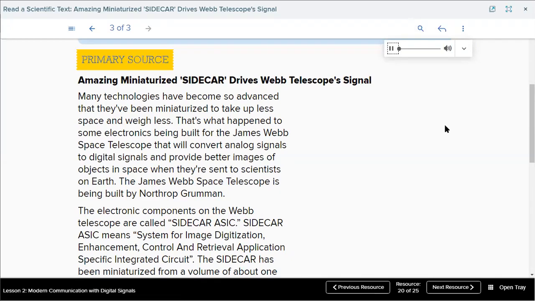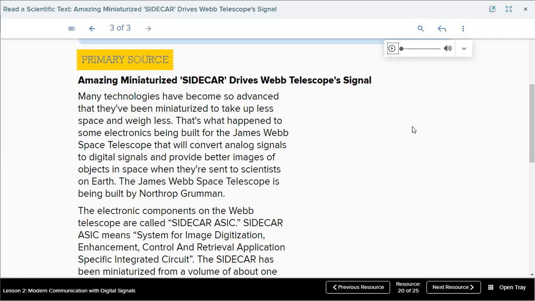Many technologies have become so advanced that they've been miniaturized to take up less space and weigh less. That's what happened to some electronics being built for the James Webb Space Telescope that will convert analog signals to digital signals and provide better images of objects in space when they're sent to scientists on Earth. So this telescope can change analog signals to digital signals and provide better images of the objects in space when they are sent to scientists on Earth.